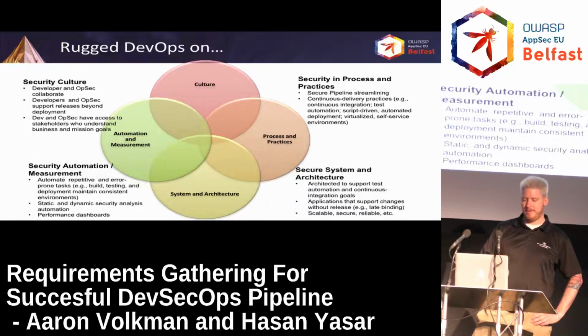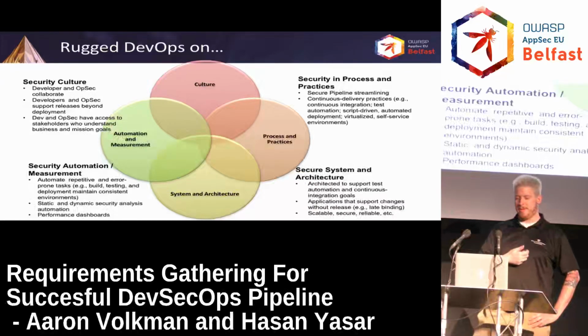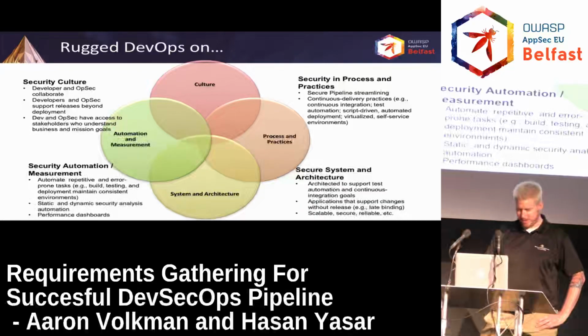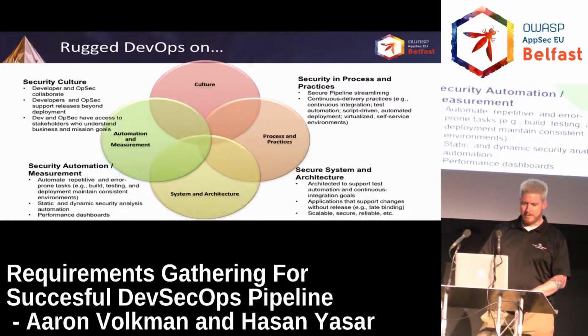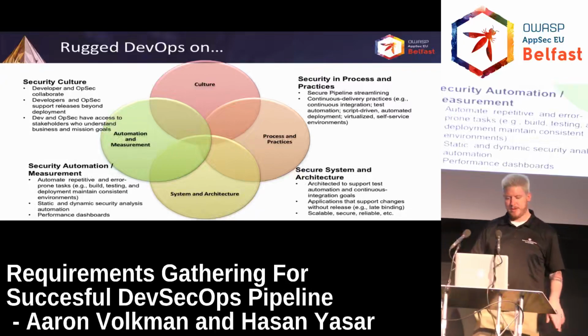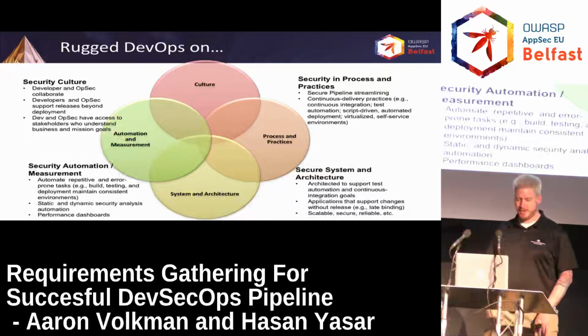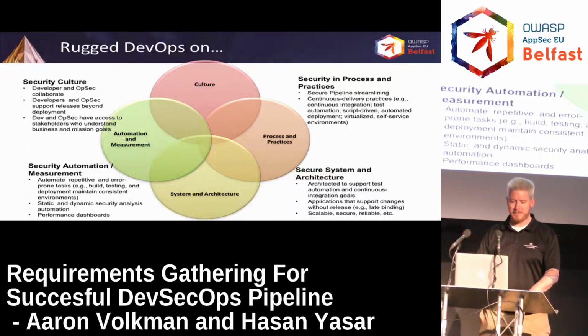So Rugged DevOps has a security culture where the developers and OpSecs collaborate. Both developers and operations and security support releases beyond deployment. They have access to the stakeholders who understand the business and the mission goals. We're performing security automation and measurement.